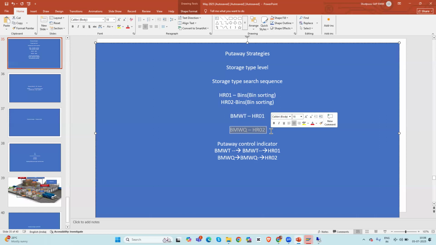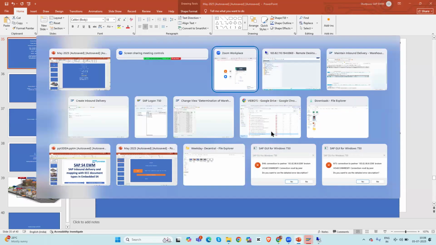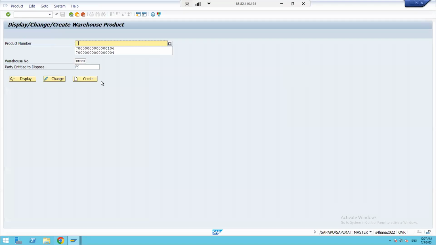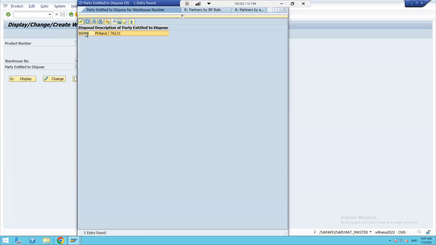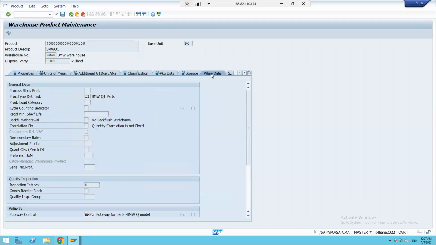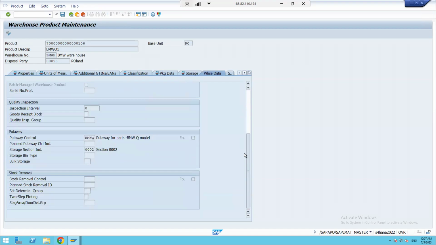Section part we discussed fully. Have we discussed the section part fully? Storage sections are sequence. Yes, we discussed or not? Yes. Oh, you know, only the bin part is pending. Okay. Storage type part, section part is completed.